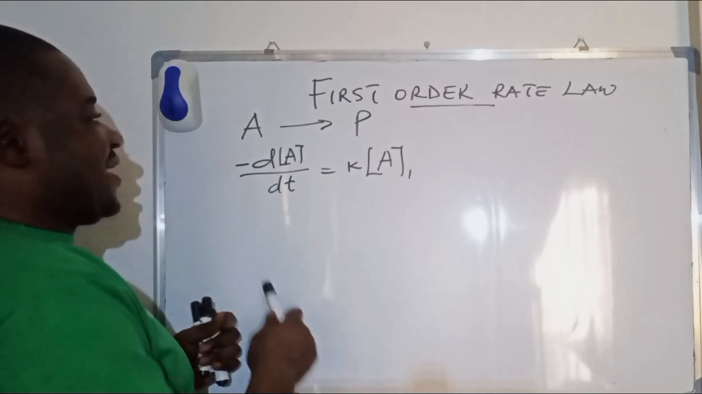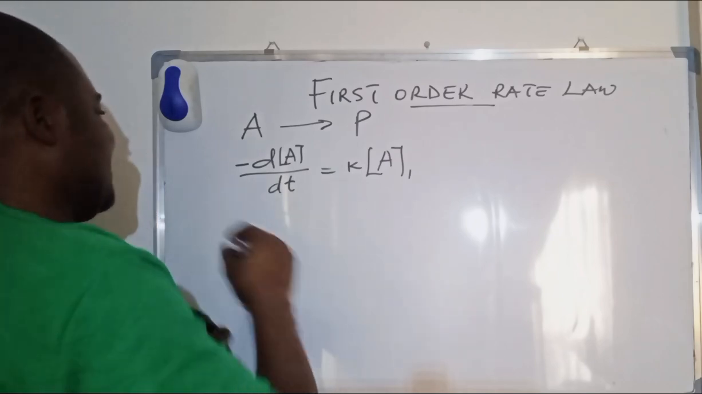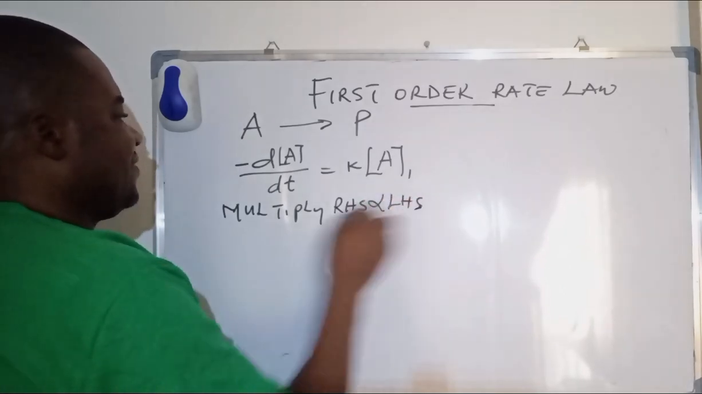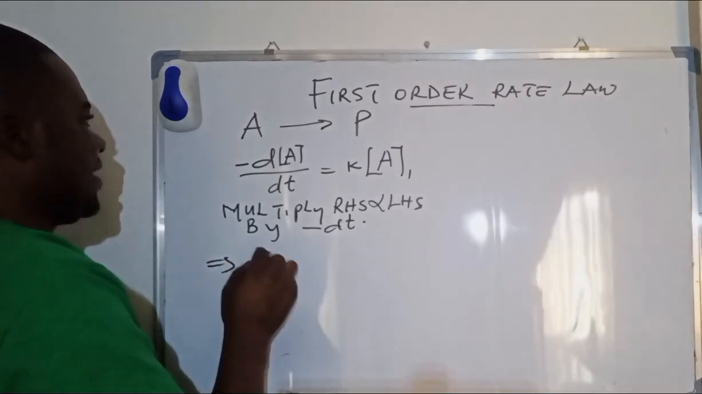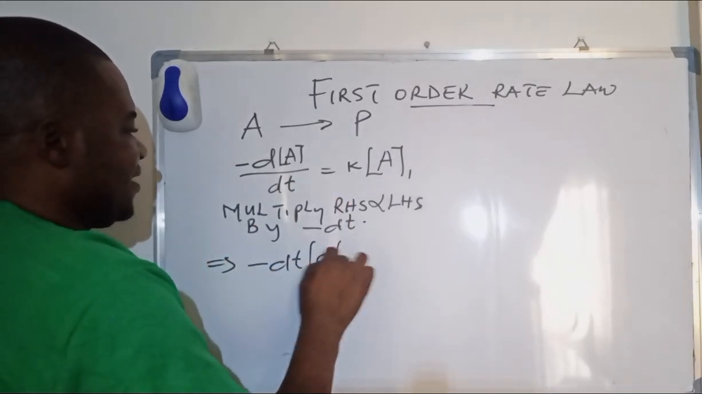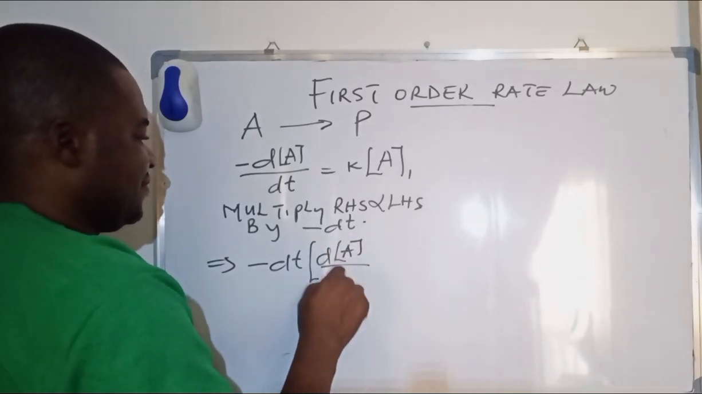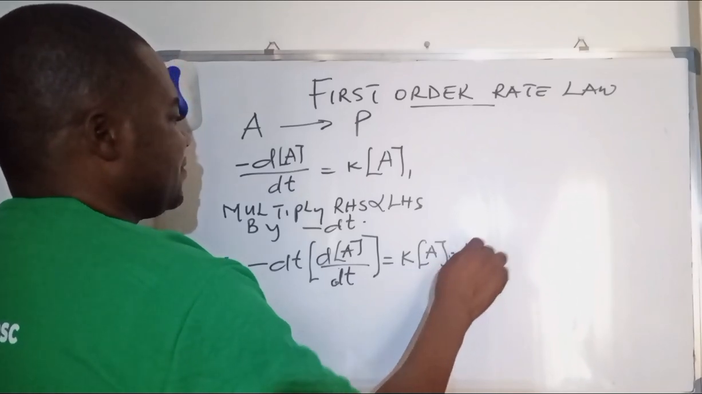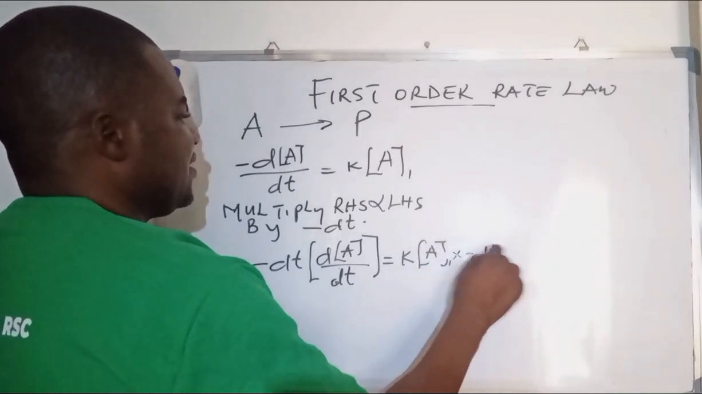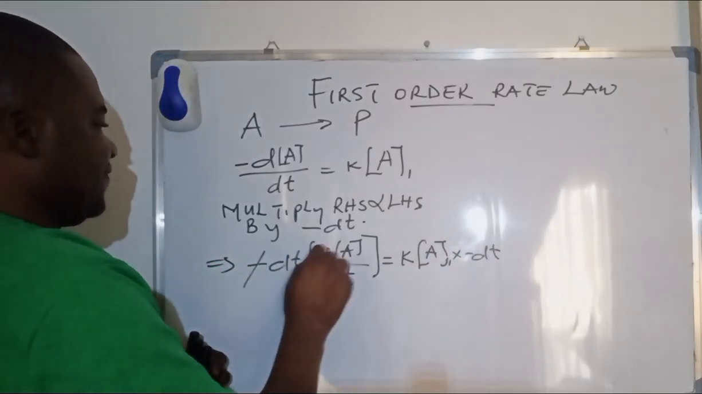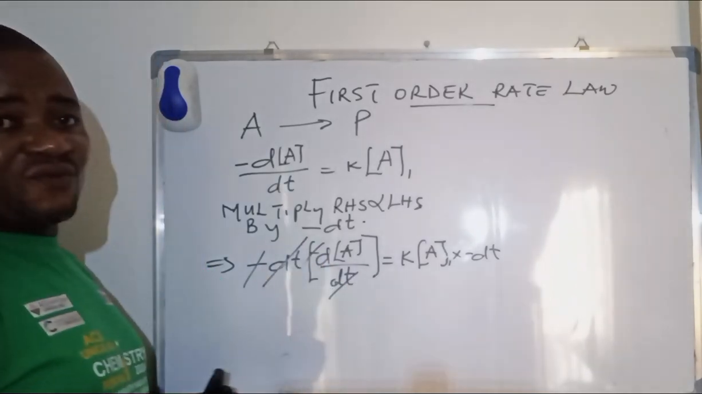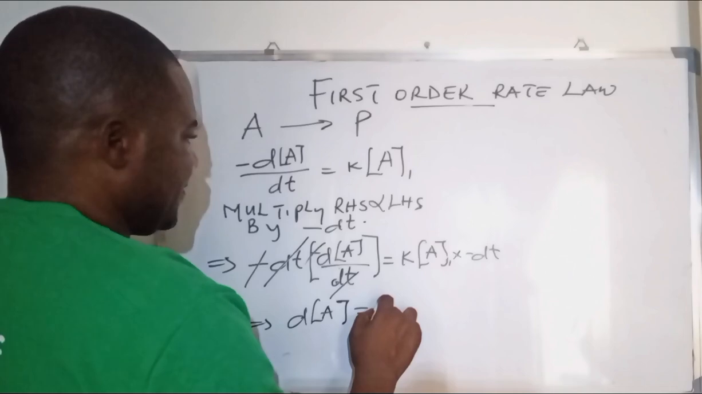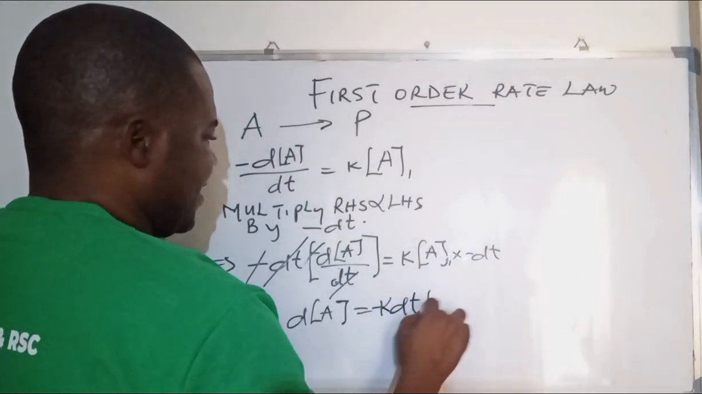So we're going to multiply both sides of the equation by minus dt. So what we're going to do here is to multiply both the right hand side and the left hand side by minus dt. If we do that, this equation will now become minus dt times dA all over dt is equal to k A1 times minus dt, since we have to multiply in that way. Now if we do that, this negative cancels out a positive, so this dt cancels this. We can write this equation out, and that will give us dA is equal to minus k dt A1.